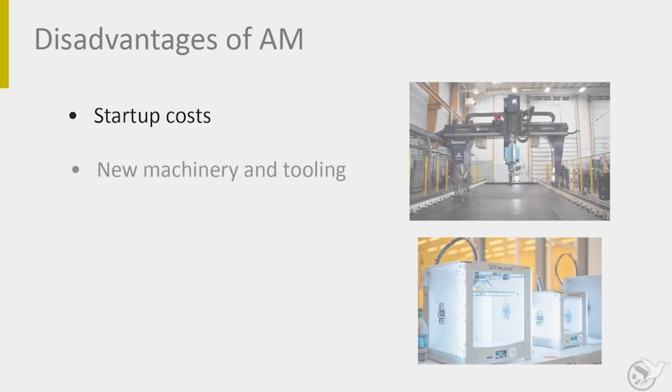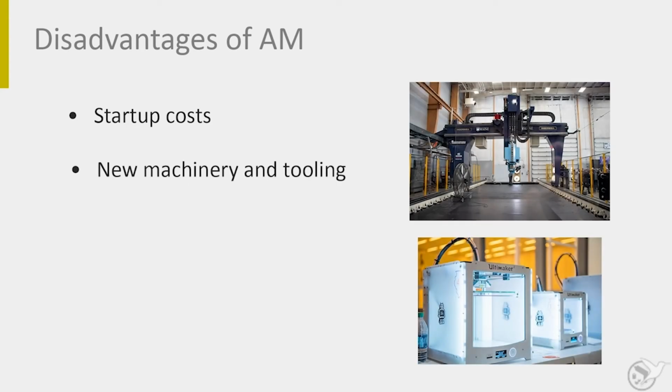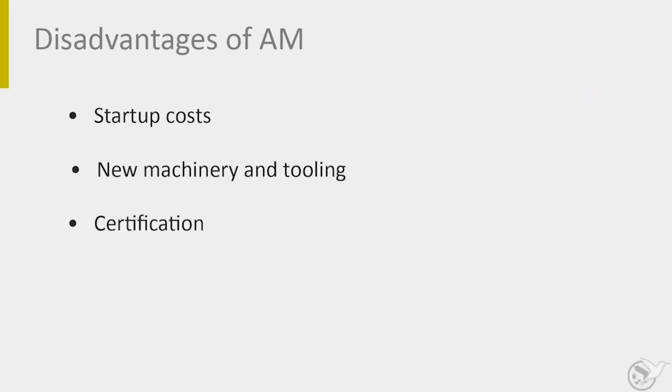But, as with any manufacturing process, there are disadvantages that an aerospace structures and materials engineer should keep in mind. For instance, the startup costs of additive manufacturing can be prohibitive since it is still relatively new. Similarly, switching to additive manufacturing requires all new machinery and tooling, which is costly. Certification is also still an issue.